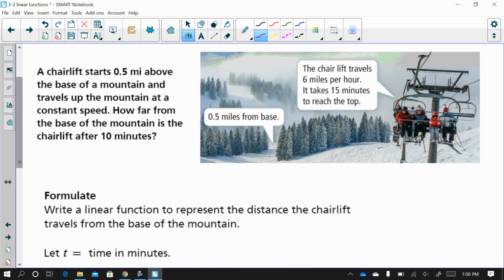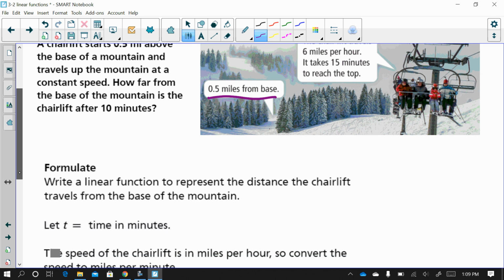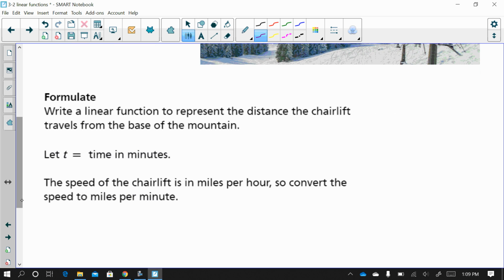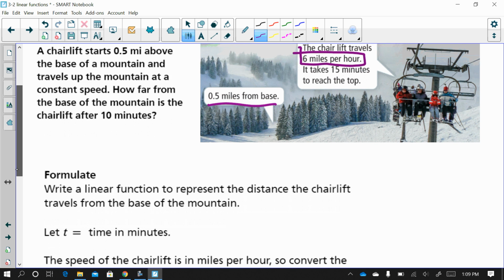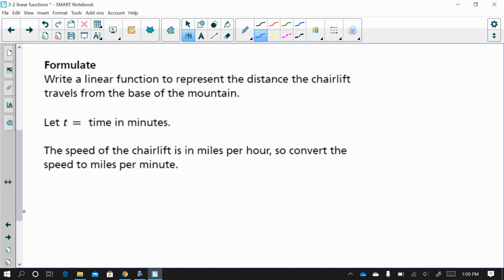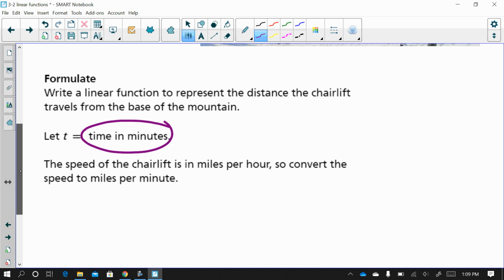Okay, so we need to write a linear function to represent the distance the chairlift travels from the base of the mountain. We're half a mile from the base to start off, and we know it's traveling at 6 miles per hour. We're going to let t equal time in minutes. Unfortunately, they give us the rate in miles per hour, so we need to convert the speed to miles per minute because we're working with minutes.